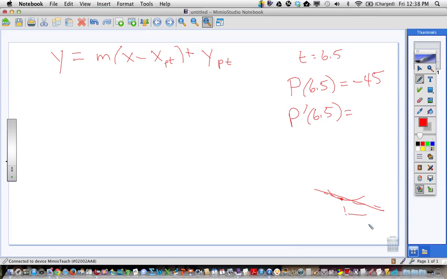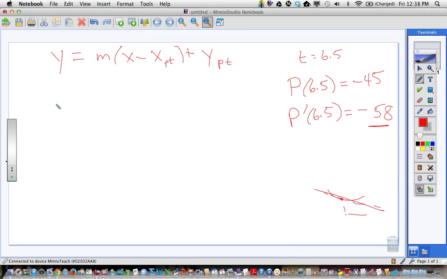All right, but since they gave us the p prime graph, let's just read right off of there at 6.5. And what do you see? Negative how much? 60? Shelby, what do you think? Since you asked, negative how much? 58? Sounds good. Yeah, there's a big gap there, right? I mean, who knows? So that'll be fine. So now that's our slope.